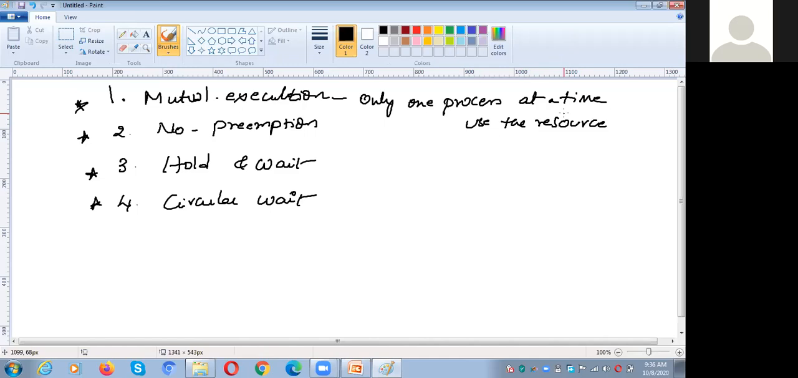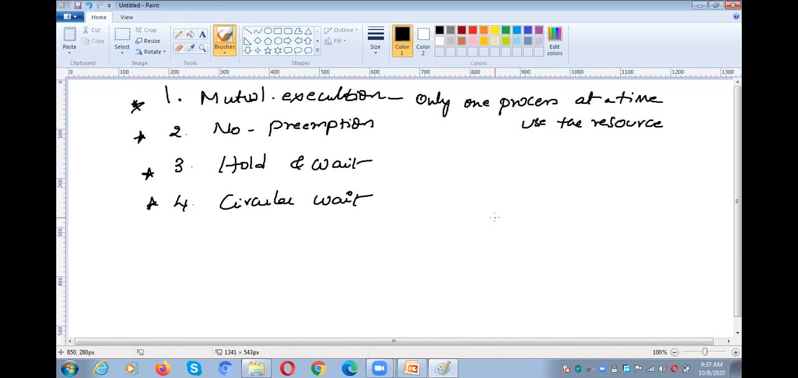What is hold and wait? Hold and wait means the process is holding one resource and waiting for another resource. Have you got my point? The process is holding a resource and waiting for another resource. Hold and wait.